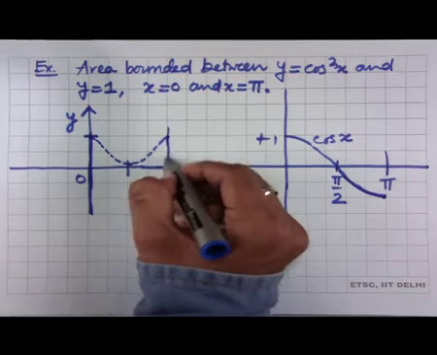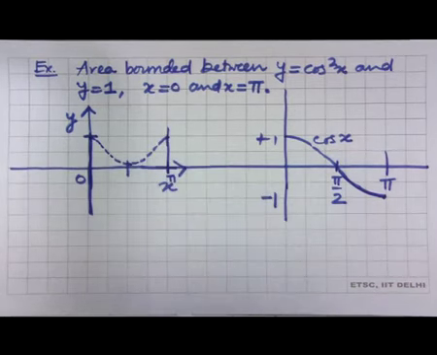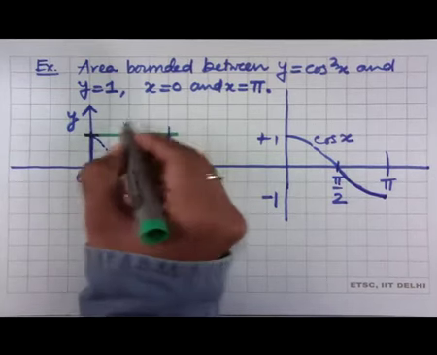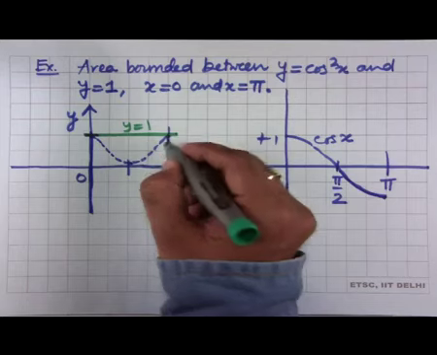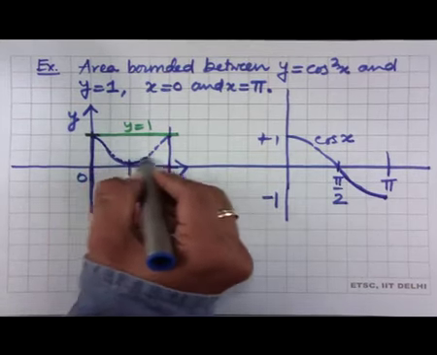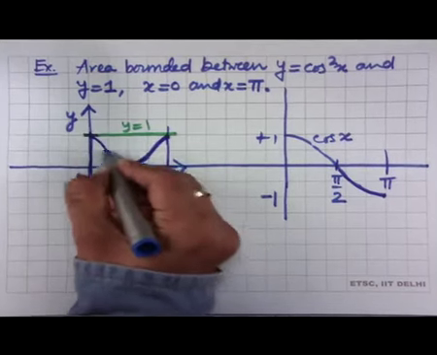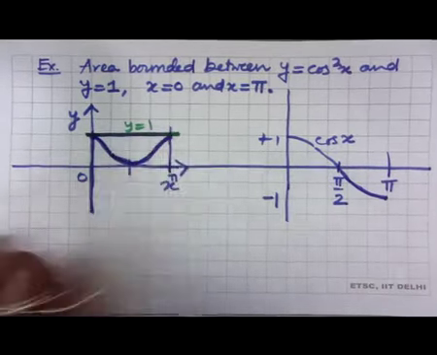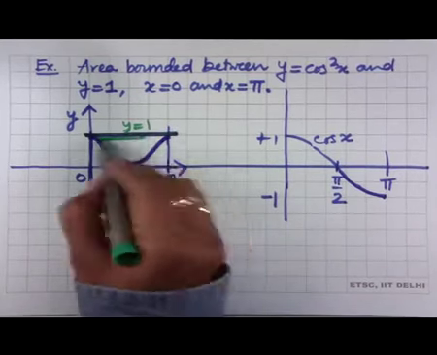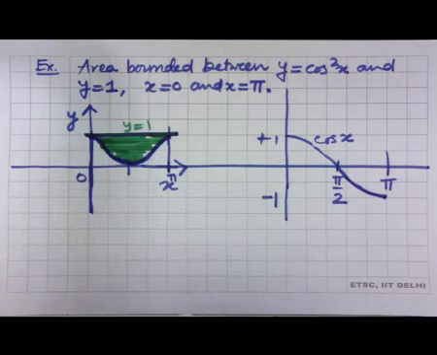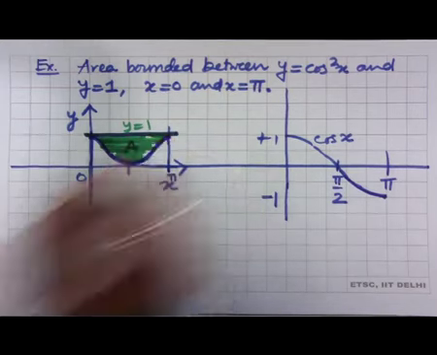So, the area that you are looking for lies between the curve y equals to 1 and this is your cos square x. The required area is shaded by green color, and this is your required area.